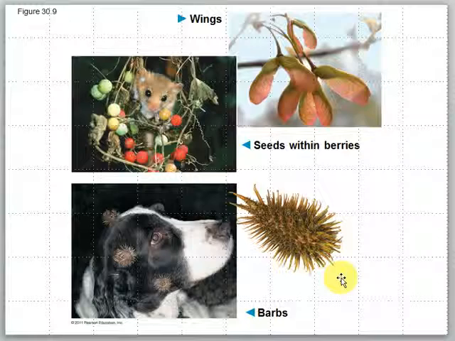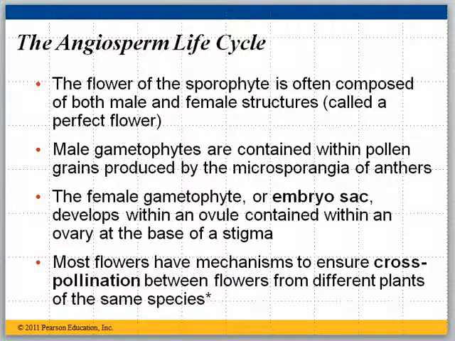If we take a look at the life cycle of an angiosperm, I already mentioned that a lot of times the plants have flowers that are what we call perfect. In other words, the flower of the sporophyte, the plant you see, the diploid plant, is often composed of both male and female structures. We would call that a perfect flower. Other plants have only the male or only the female portions.